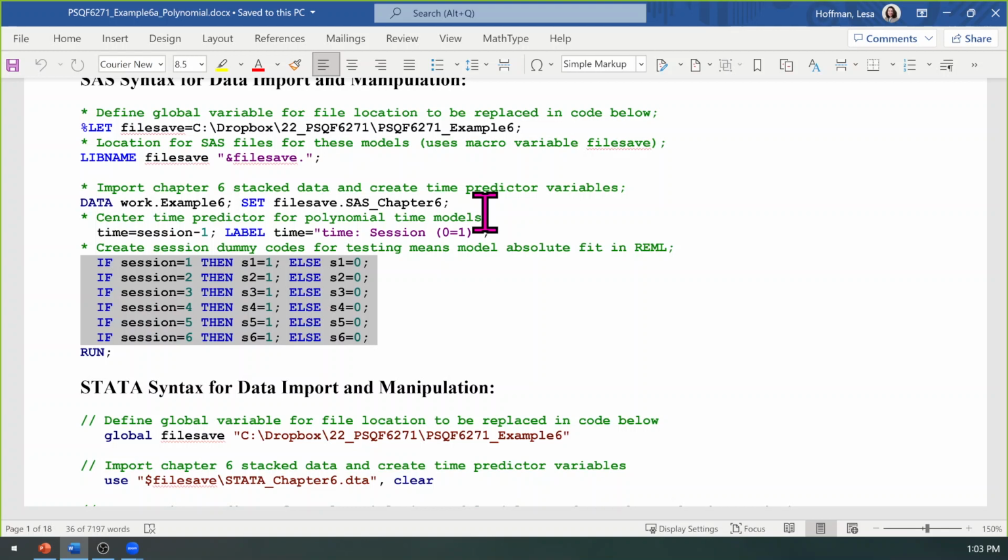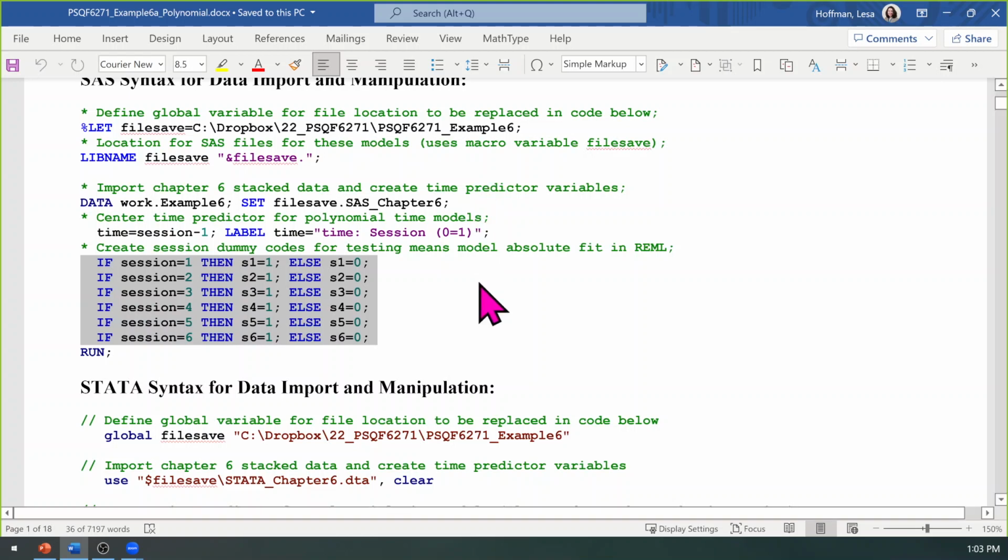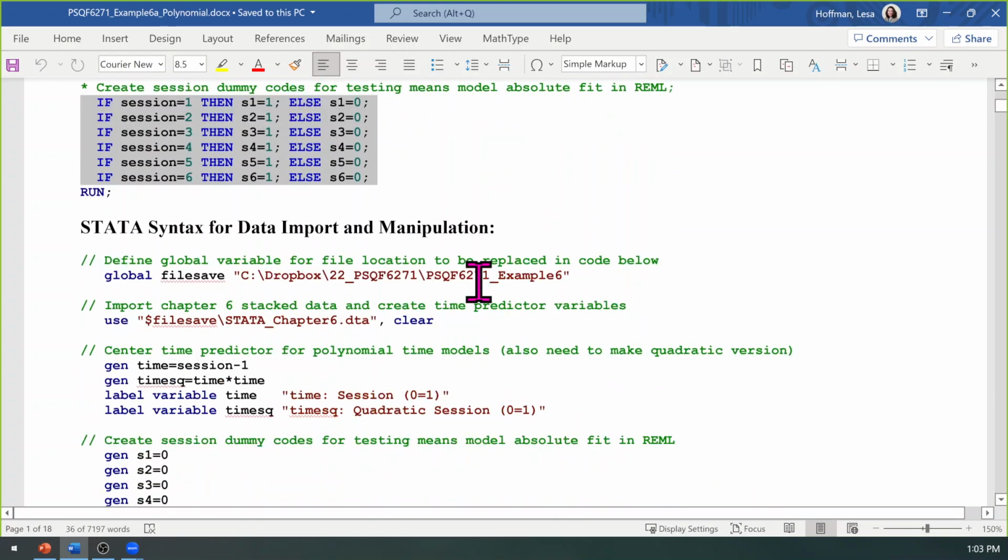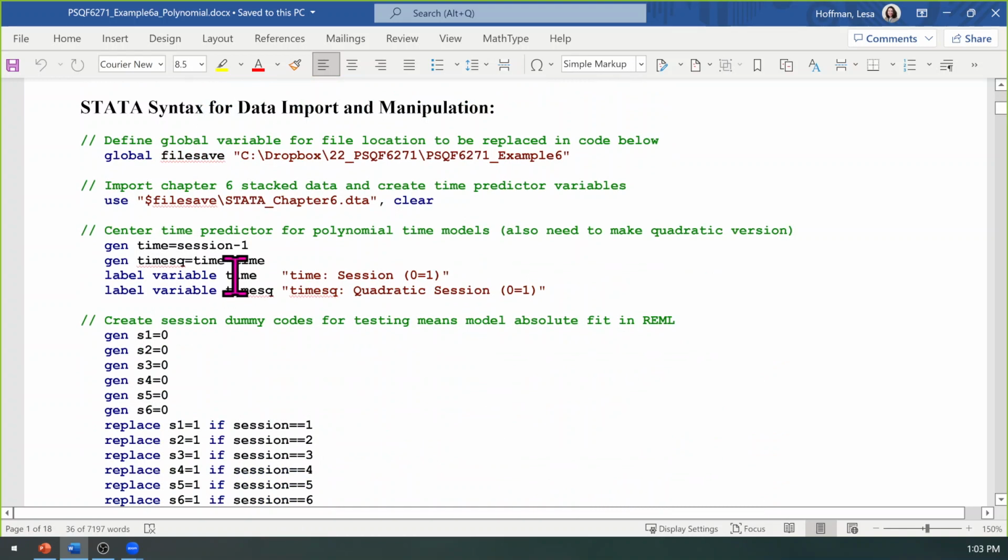But the way that I build my example files is I tend to do all of my variable manipulation, creation of predictors, all that stuff in one fell swoop. That way the data set's ready to go. So this stuff is here for now, but we're not going to need it just yet. Relevant Stata code is also right here.